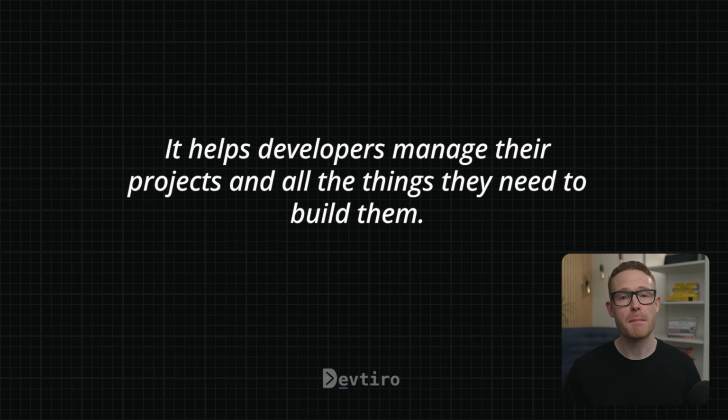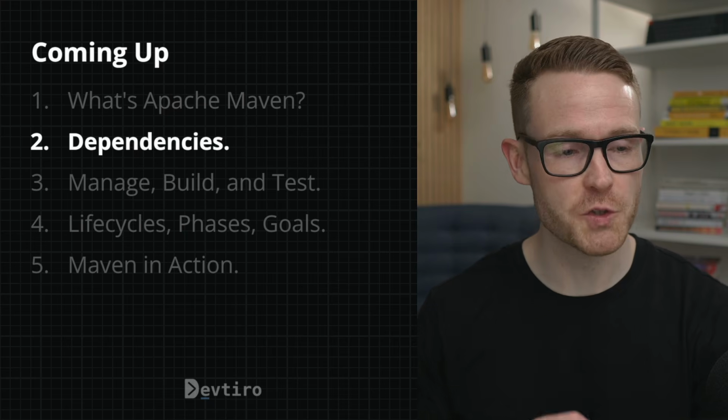Apache Maven is a command line tool used in countless Java projects, and perhaps the best definition that I've come across is this. It helps developers manage their projects and all the things they need to build them. So let's break this definition down, starting with dependencies. And that brings us nicely onto dependencies.